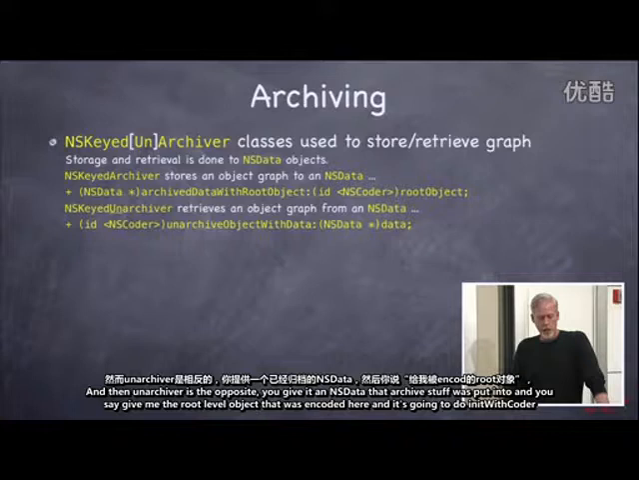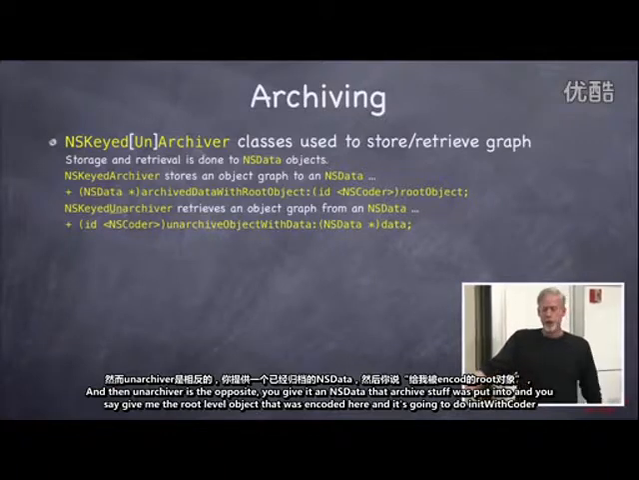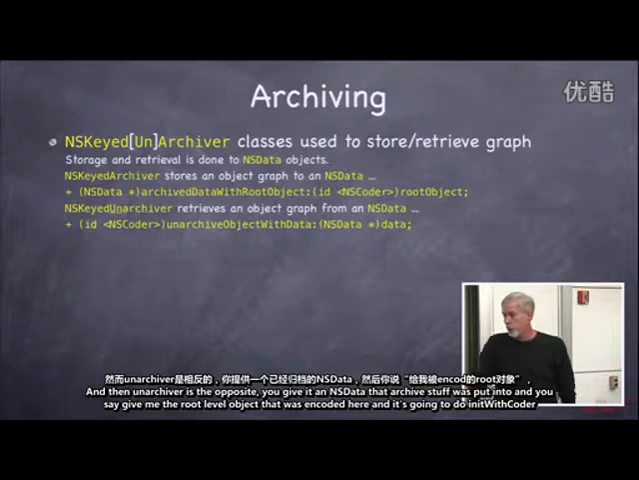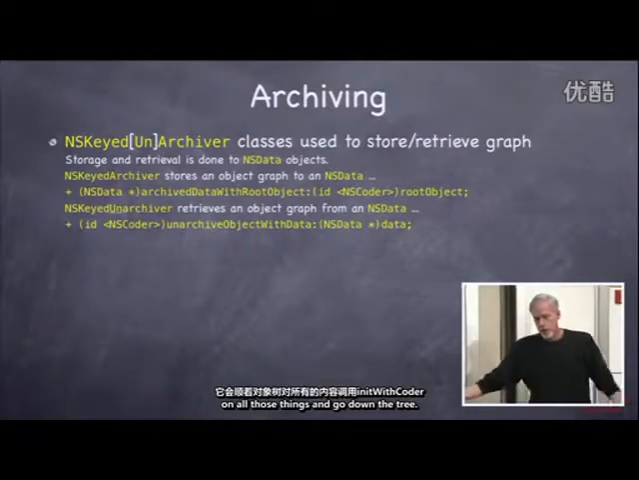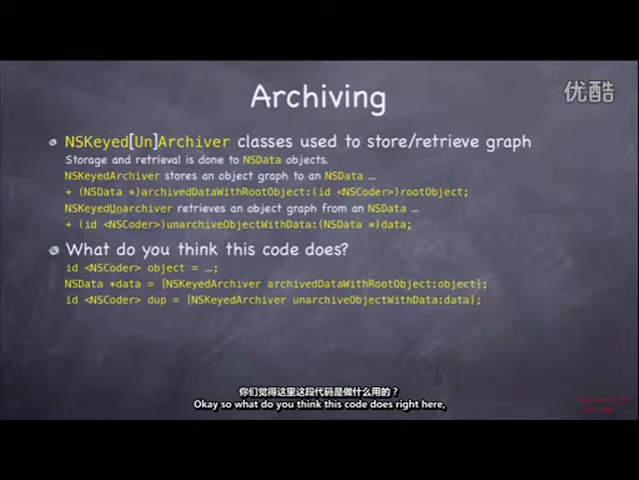Okay? And then unarchiver is the opposite. You give it an NSData that archived stuff was put into, and you say, give me the root level object that was encoded here, and it's going to do init with coder on all those things and go down the tree. Okay? So what do you think this code does right here?